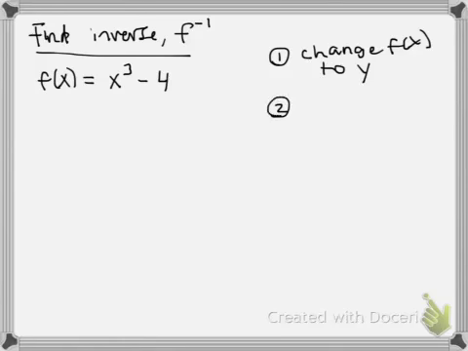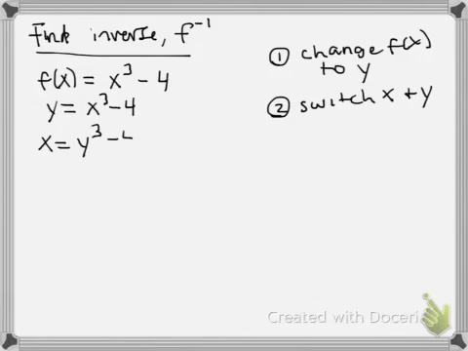Second thing you're going to do, because we switch our domain and range, those x and y values switch, so you're going to switch x and y. You're not going to change anything else. So here we're going to take this one. First we make it y equals x cubed minus 4. Now we switch x and y. So instead of y equals x cubed, it's going to be x equals y cubed minus 4. All we did was make the y an x, and make the x a y.